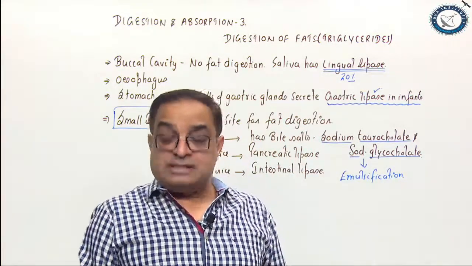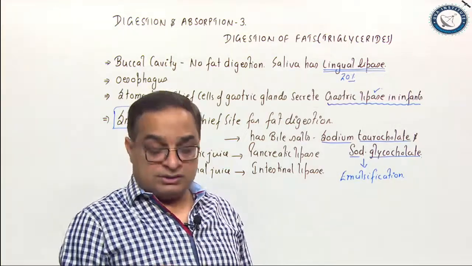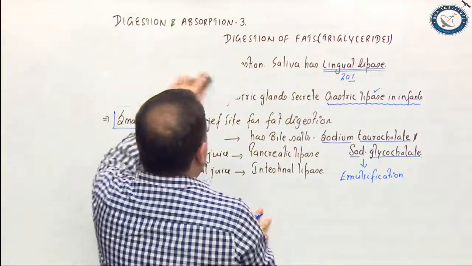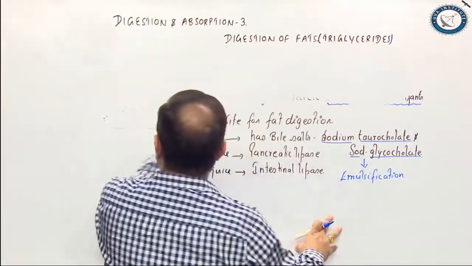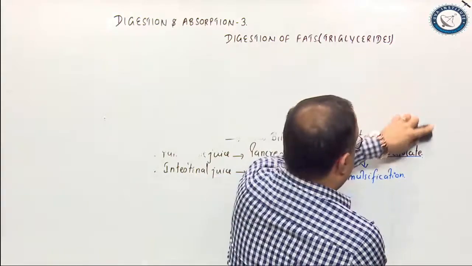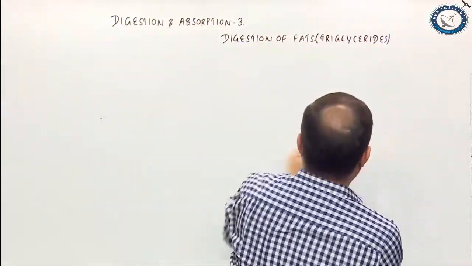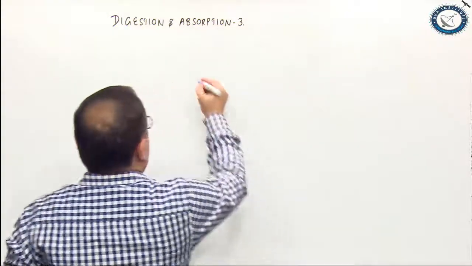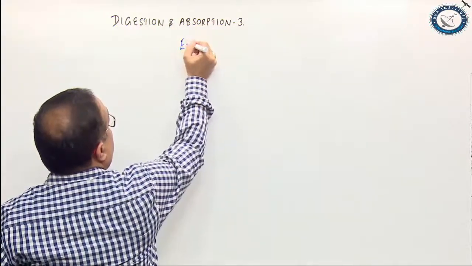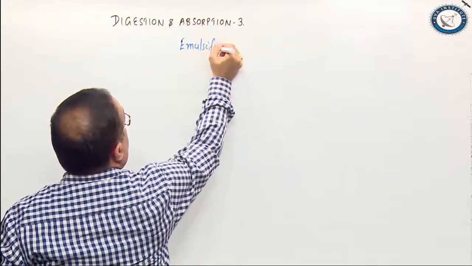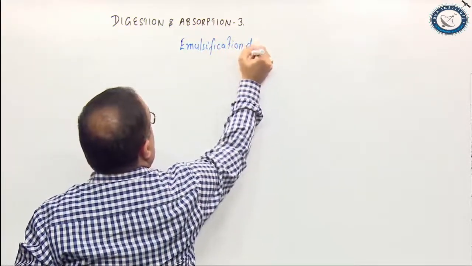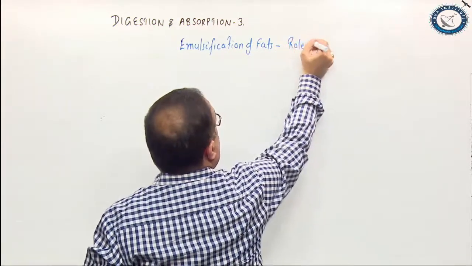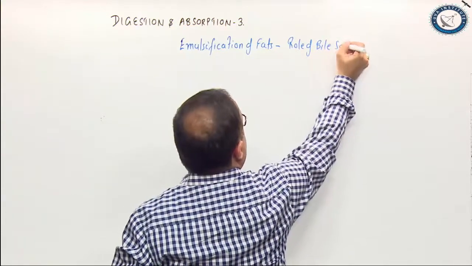Before we discuss the digestion of fats, we need to understand what this emulsification of fats is. We know that fats are insoluble in water, but fat digesting enzymes are soluble in water. So, before the fats could be digested, these have to be emulsified. Emulsification of fats. Role of bile salts.